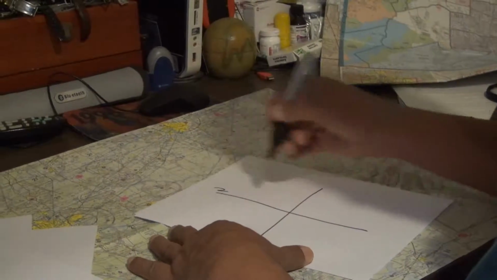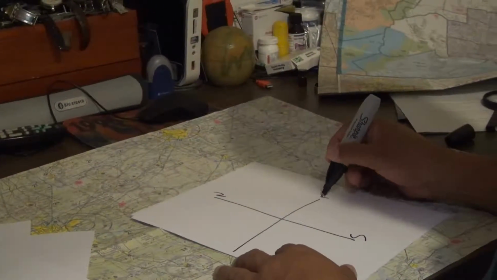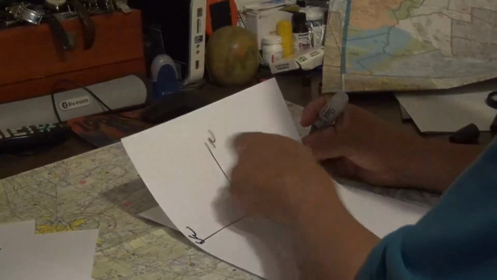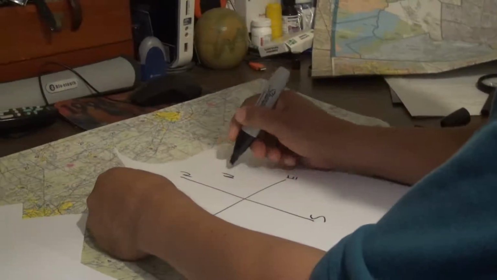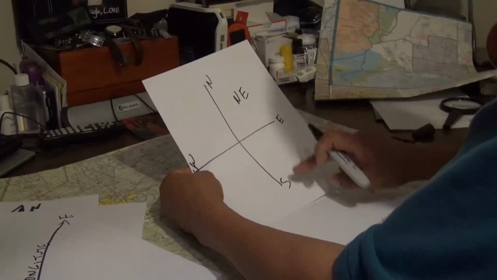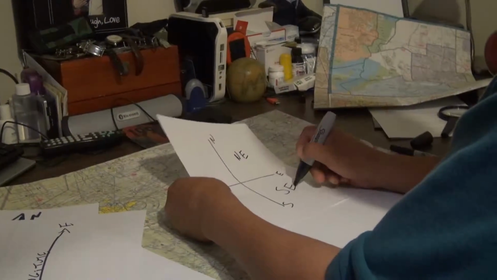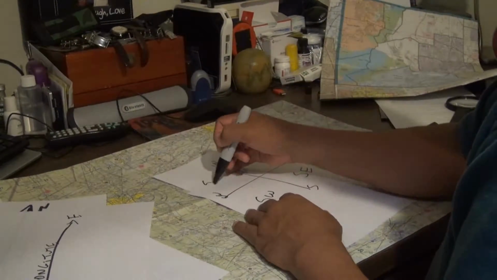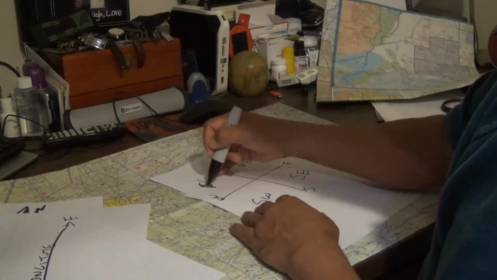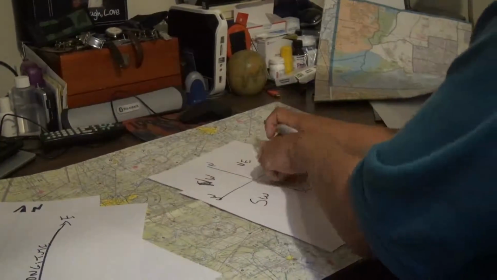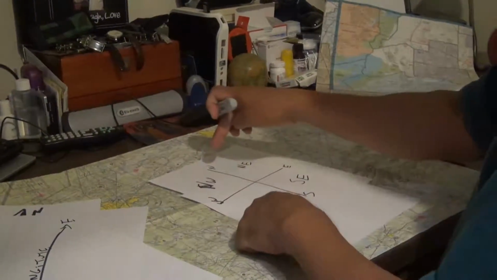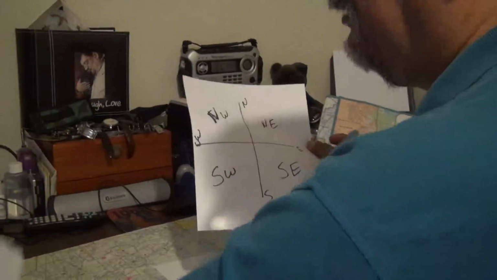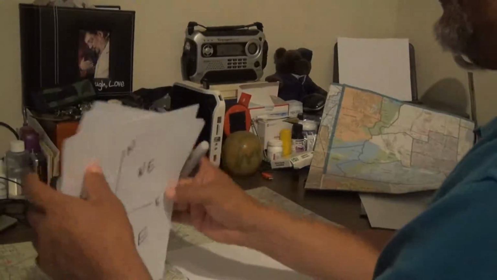So you have your north, your south, your east, and your west. This quadrant is called northeast. This quadrant is called southeast. Northeast, southeast. Let's go to the opposite side. Here is southwest, and northwest. So, northeast, northwest, southeast, southwest. North, south, east, west. Okay, remember. Very simple.